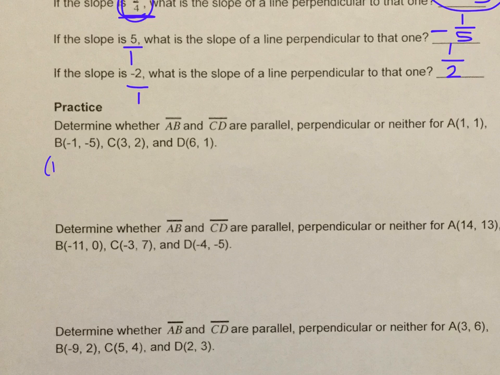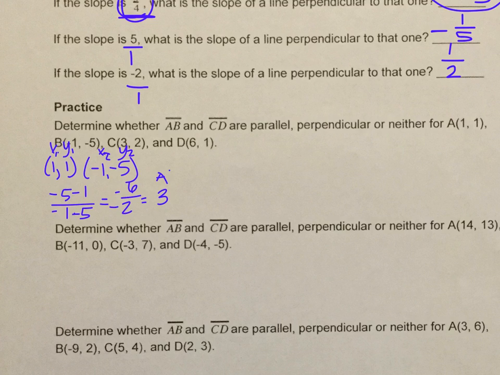I got 1, 1, so x1, y1. And then I've got -1, -5, x2, y2. That's my A and my B. That's where I got those from. So we just do the slope. -5 minus 1 over -1 minus 5. That gives us the slope of -6/-2, which equals a positive 3. So that slope of AB is 3.